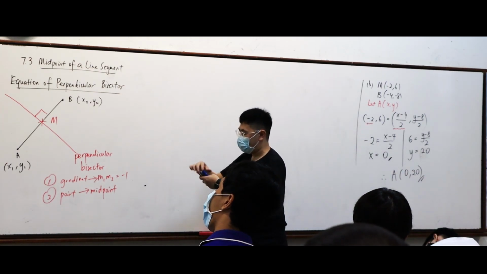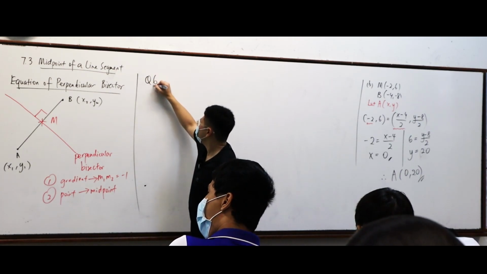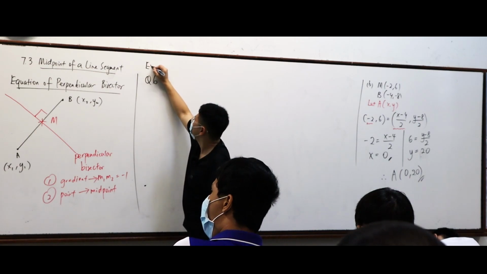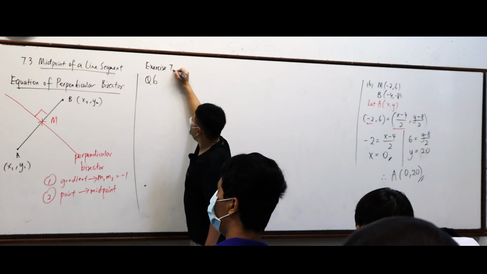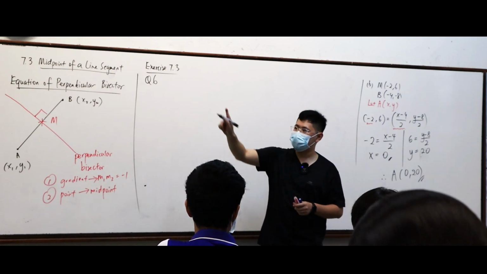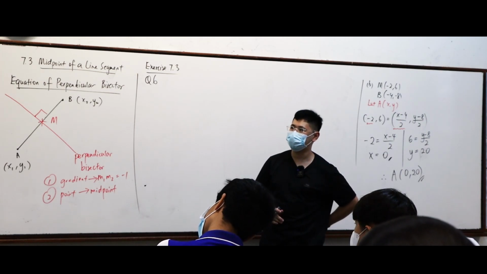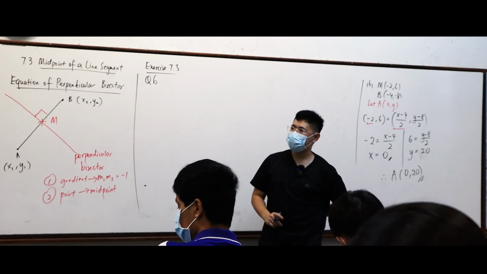Okay, let's look at example 6 over here. Let's take a look at question 6 from exercise 7.3. So we have two coordinates, point P and Q. We need to look for the perpendicular bisector of that thing. So where is P and Q?